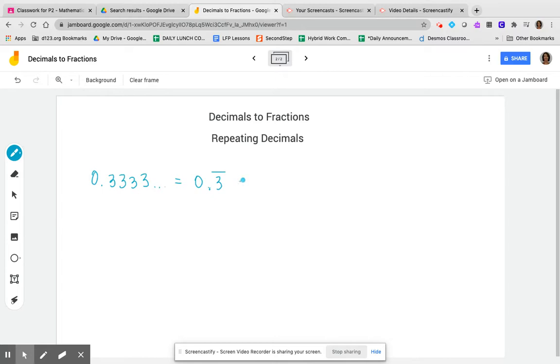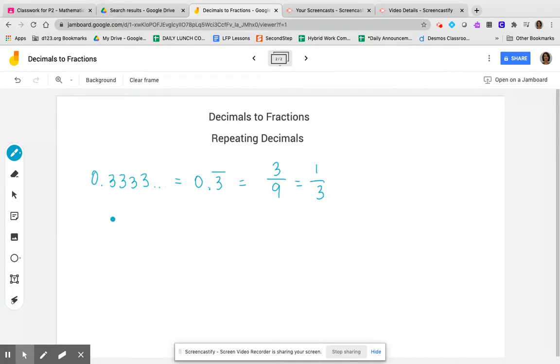Now to make this into a fraction, I'm going to take the numbers that repeat. So 3 is what repeats. And as my denominator now, I'm going to use a 9. So since 1 digit repeats, I'm going to have 1 nine as my denominator. And this, of course, I can reduce to 1/3.